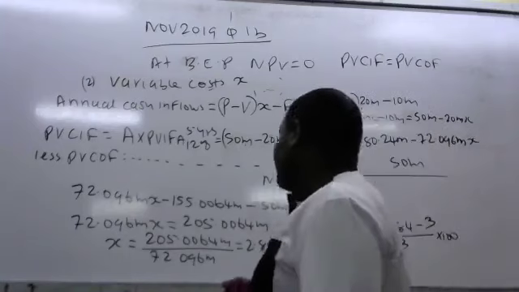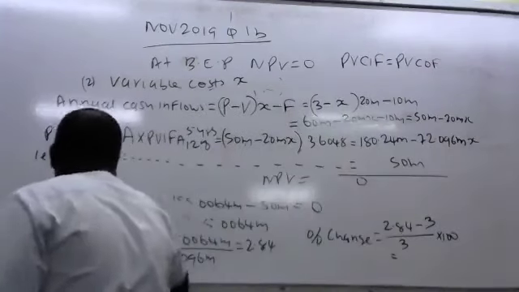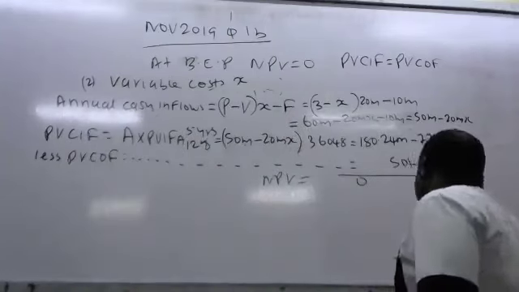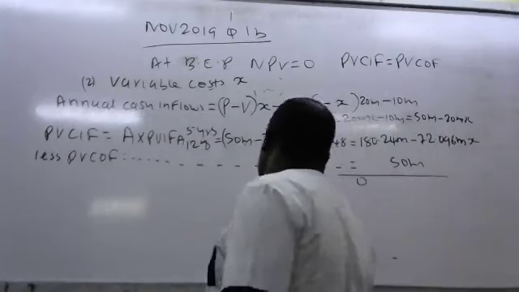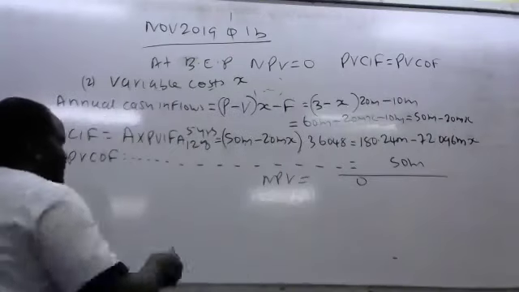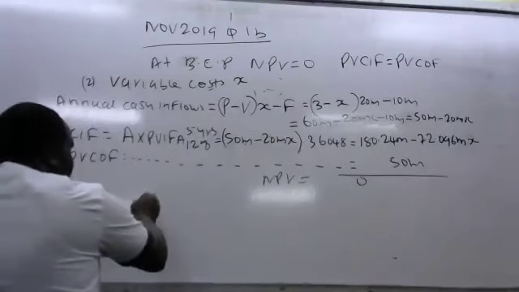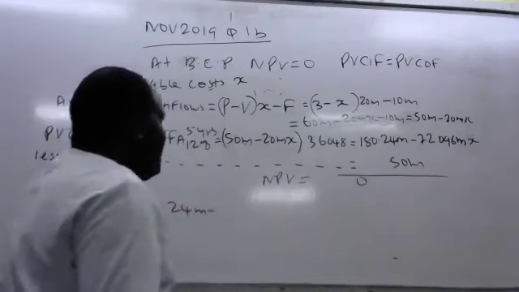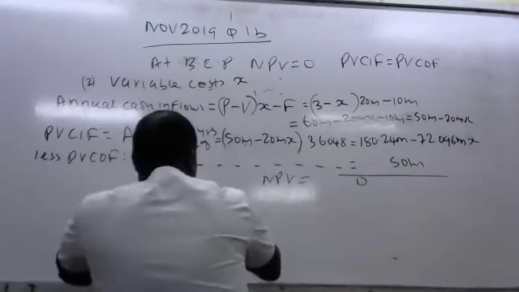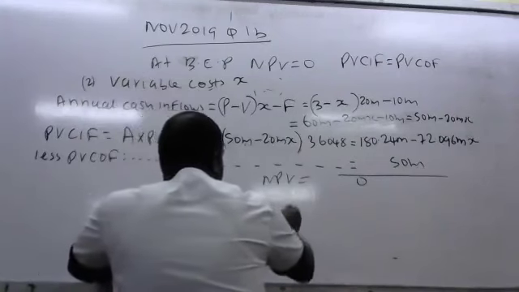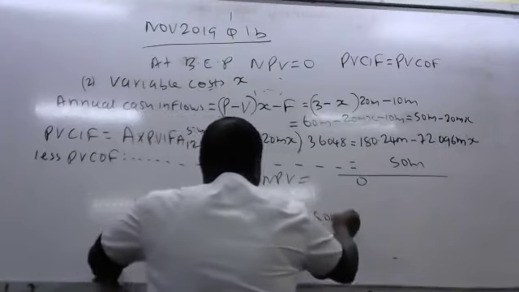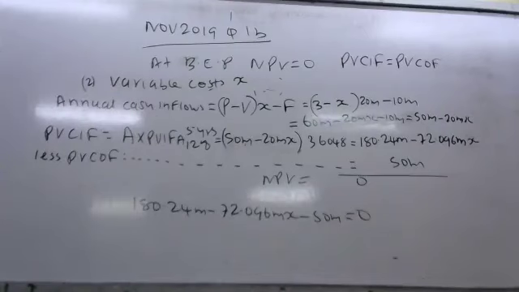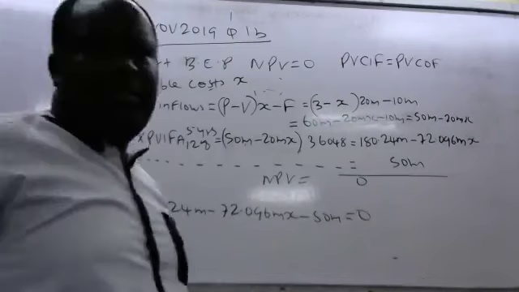Then now you also create the new equation, which is meant to be 180.24 millions minus 72.096 million X minus 50 million should be equal to 0. So make X the subject and see which figure it gives us.